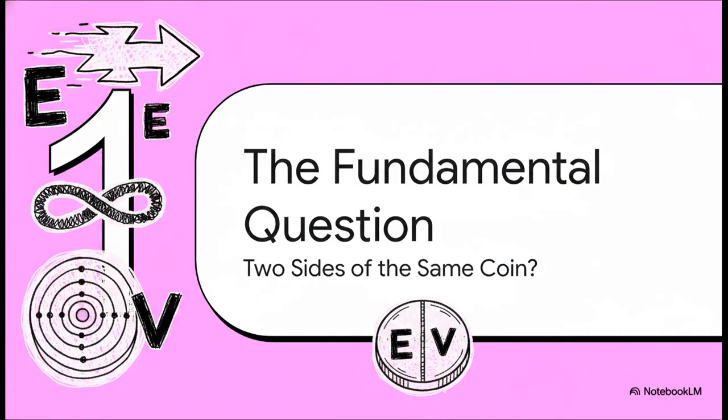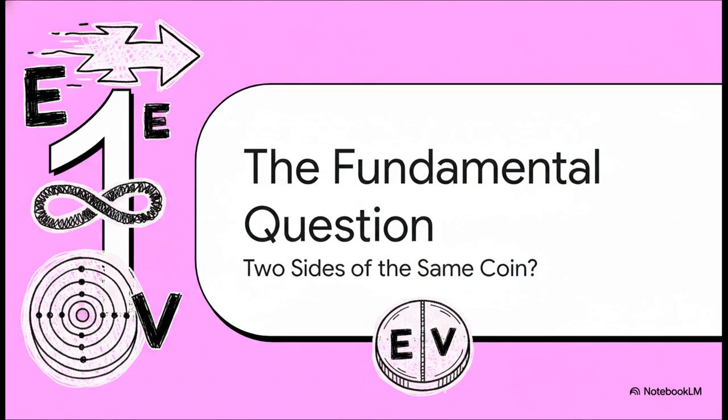All right, let's properly introduce our two main players. First, we have the electric field, which we call E. You can think of the E field like the current in a river. It tells a charge which way to go and how strong that push is. Then we have electric potential, which we call V. This is more like the altitude of the river. It tells you how much potential energy a charge has just by being at that spot.